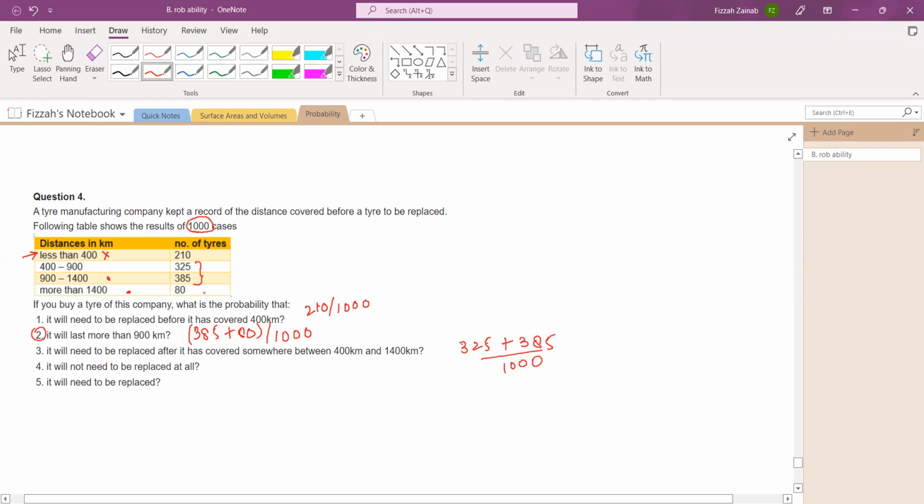See, it's more than 1400, right? So you don't have to take 80. Now it will not need to be replaced at all. That means it has not covered any distance. There's no tire which has covered zero distance, isn't it? So you don't have any tire like that. It's 0 by 1000. Then it will need to be replaced, means it has covered its full potential, more than 1400 kilometers. So you will just add all the numbers. What will you get here? Ma'am, 1000, right? So it's 1000 divided by 1000, which is equal to 1.